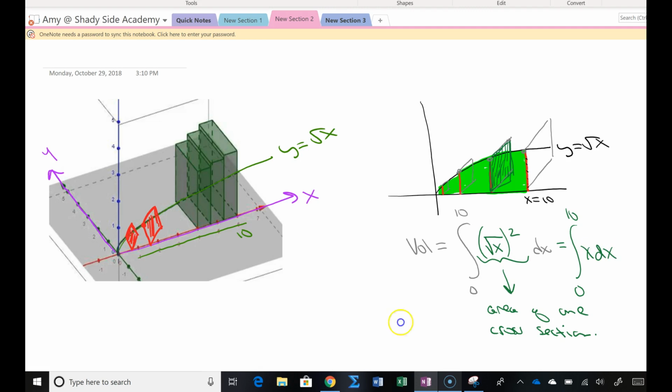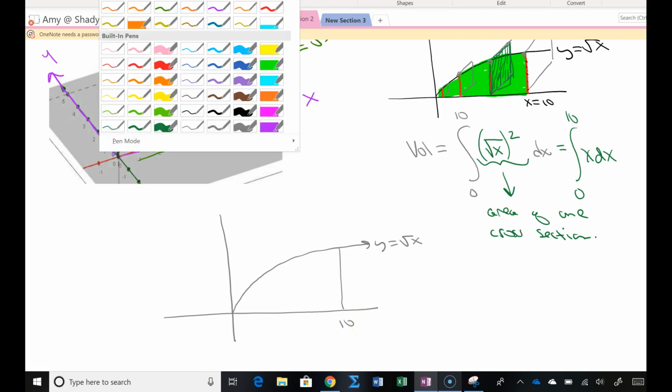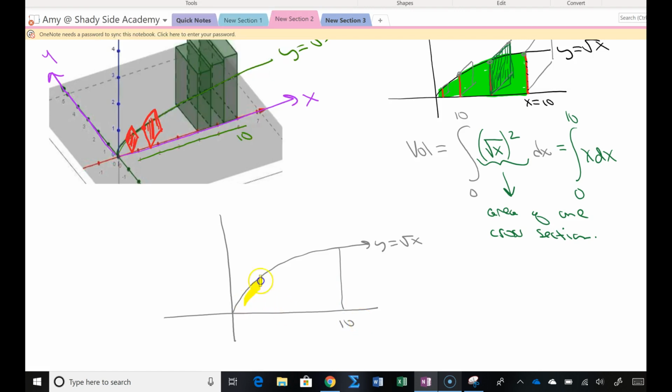Okay, let's do another one. Let's say I have the same base area. The base area is here. Let's say y equals root x. The base area is bounded by y equals root x and x equals 10. And this is the base area right in here, like it has been before. This is the base area.